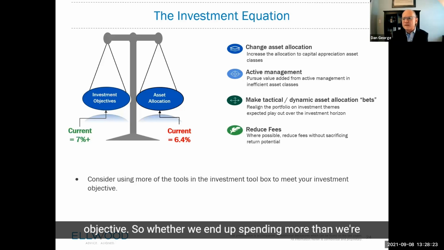So whether we end up spending more than we're earning or losing purchasing power to inflation, we need to avoid the accidental spend down of our foundations in the current low return environment. And that means closing the gap between our investment returns and our investment objective. So hopefully today's discussion renews the consideration of using some of the other tools in the investment toolbox that can help you to do that job.